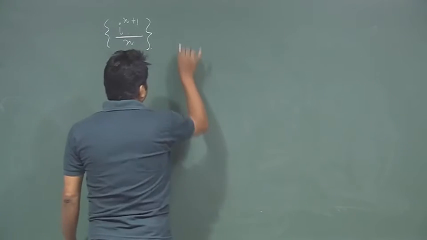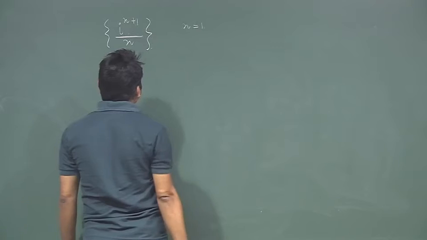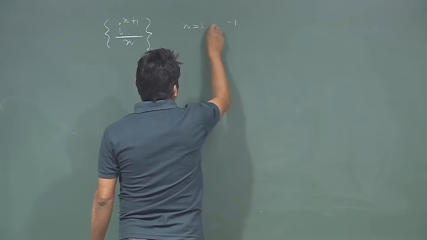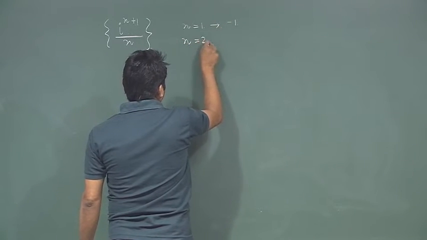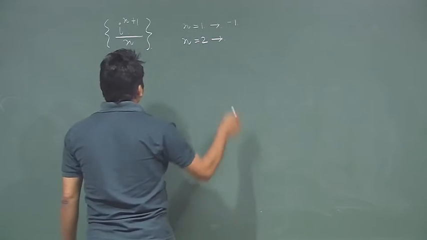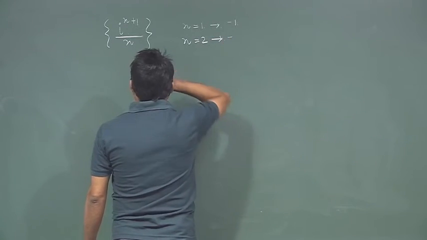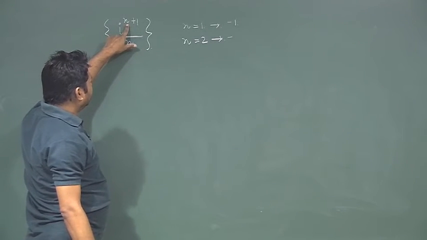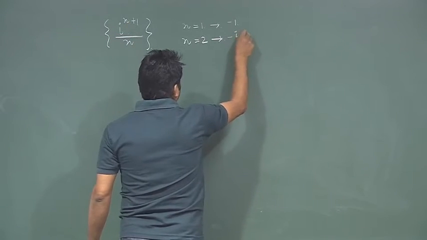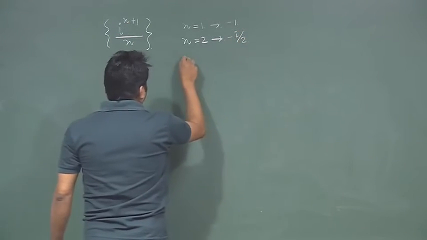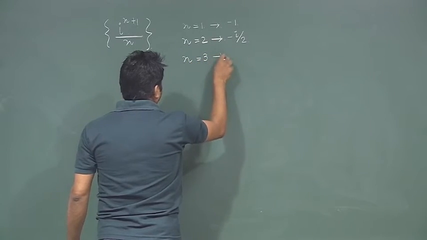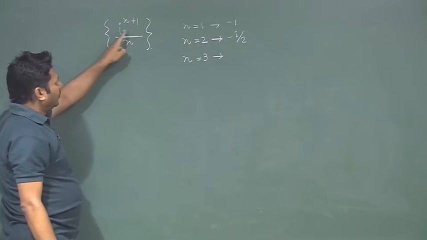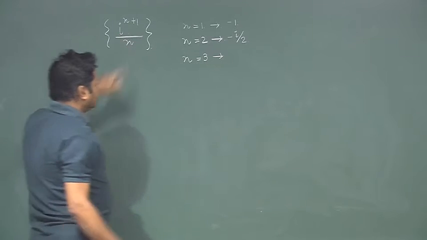So, when n is equal to 1, I have minus 1. When n equal to 2, I have minus i by 2. When n equal to 3, I have 3 plus 1, 4, i to the power 4 is 1, and it is 3. So, 1 by 3.